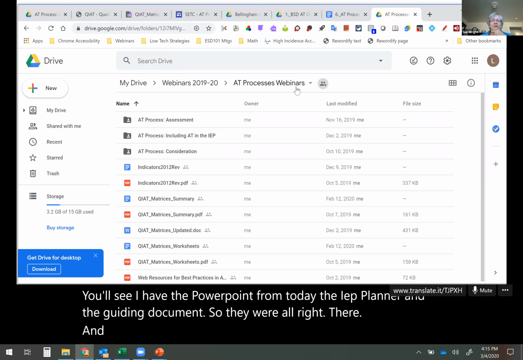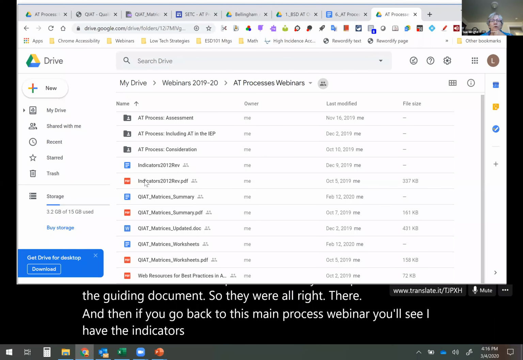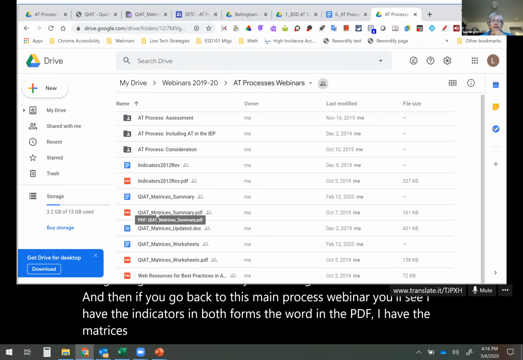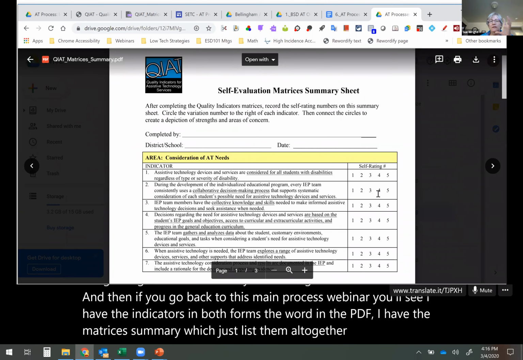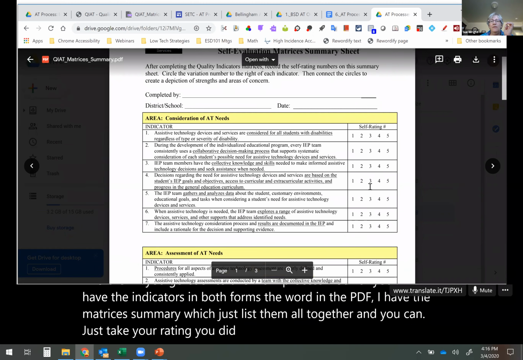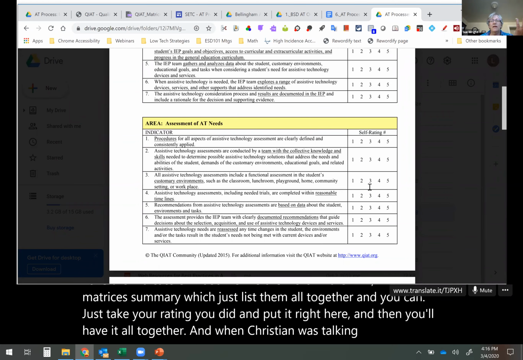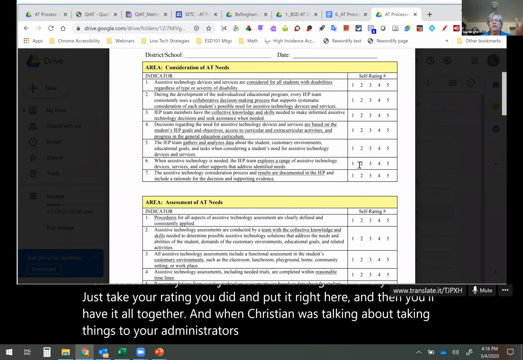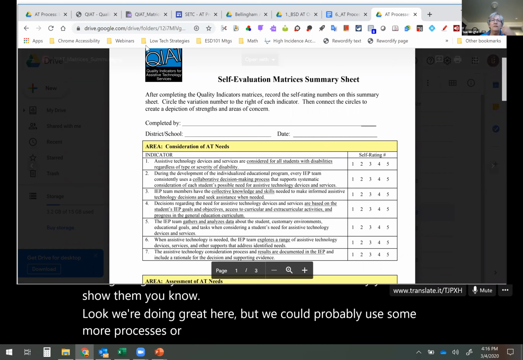Then if you go back to this main process webinar, you'll see I have the indicators in both forms, the Word and the PDF. I have the matrices summary, which just lists them all together. You can take your rating you did and put it right here, and then you'll have it all together. And when Kristen was talking about taking things to your administrators, this can be a way you can show them, look, we're doing great here, but we could probably use some more processes or training on these areas.